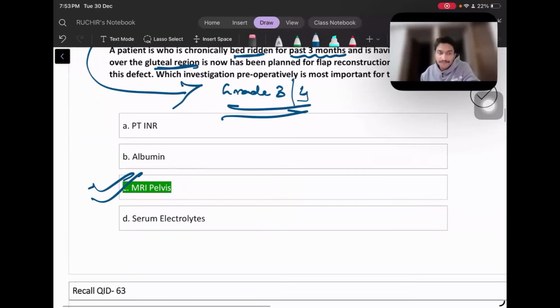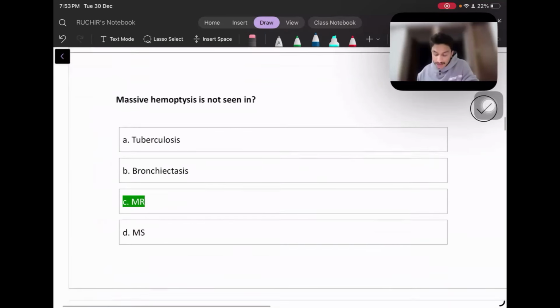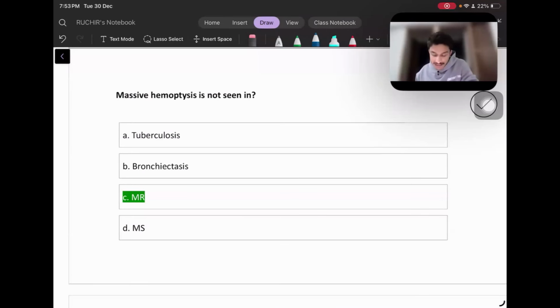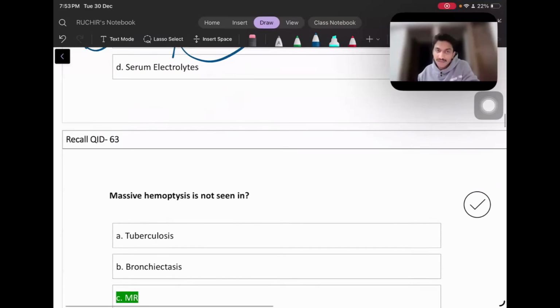Okay. Hope the options are okay. PT/INR, albumin, electrolytes, MRI. Is there any discrepancy in this? Please let me know. Yeah, okay. Moving on to the next. Yeah, MRI or MRI pelvis, anything is fine. MRI is the answer here. MRI was given, MRI is the answer.